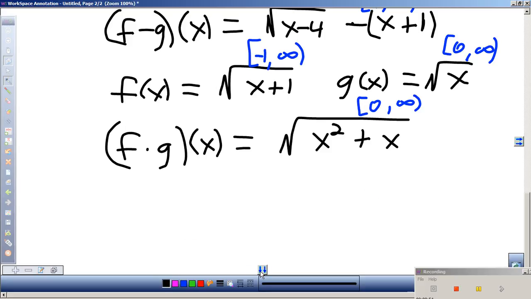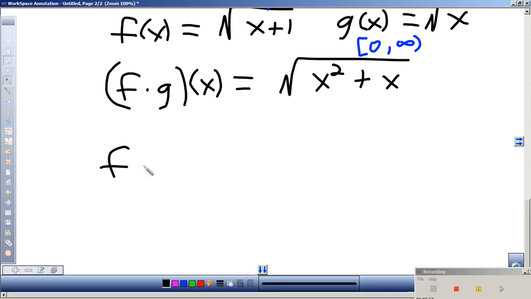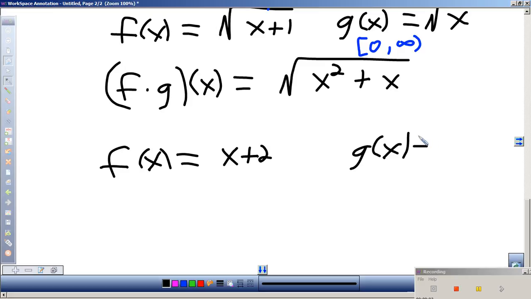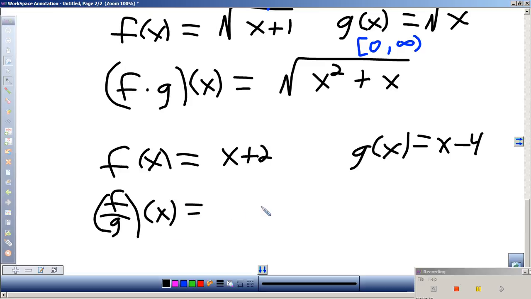Now, that's even more evident when we talk about division. f of x equals x plus 2, g of x equals x minus 4. Make it simple. f over g of x. What are we going to get? x plus 2 over x minus 4.